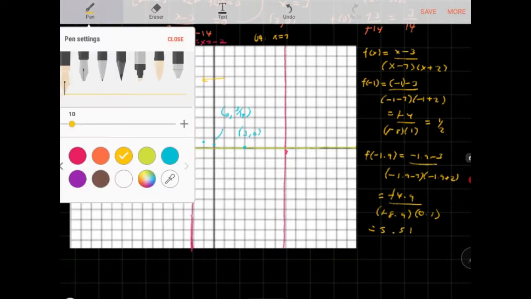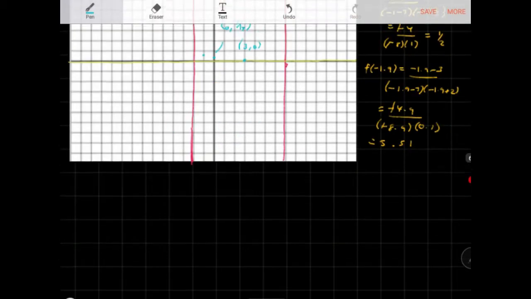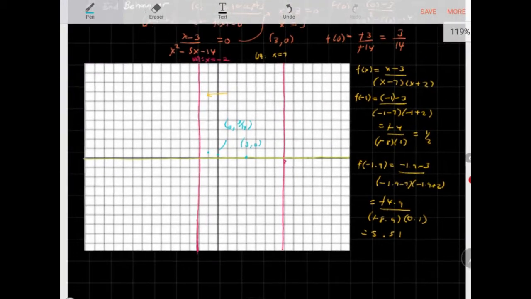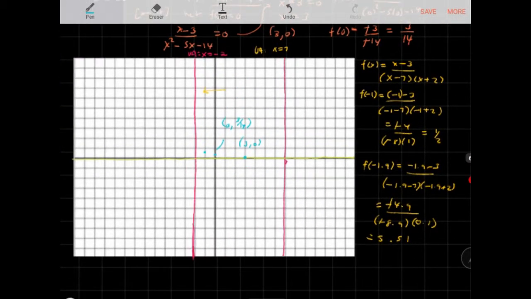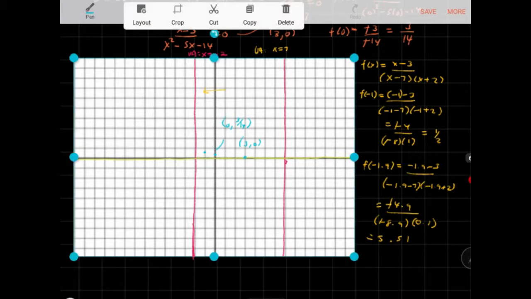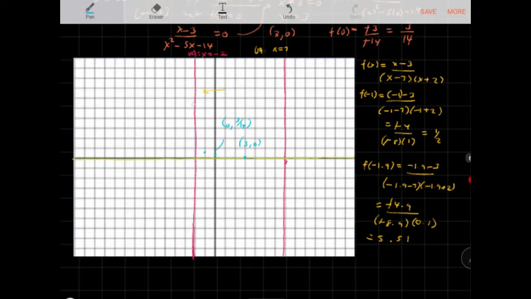5.51. Okay, so actually the value gets higher and higher, right? So the closer it gets to this asymptote, the y value will actually approach positive infinity. So 1, 2, 3, 4, 5. Let's say it's somewhere here, right? So it's going to get closer and closer to that point.